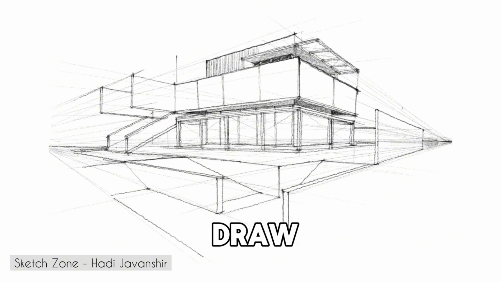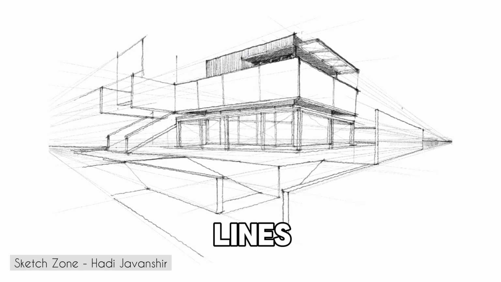Now, we need to draw another vertical line parallel to the corner to mark the end of the building. Then, we need to draw two more diagonal lines from the top and bottom of this line to the vanishing points. These will be the other edges of the building.